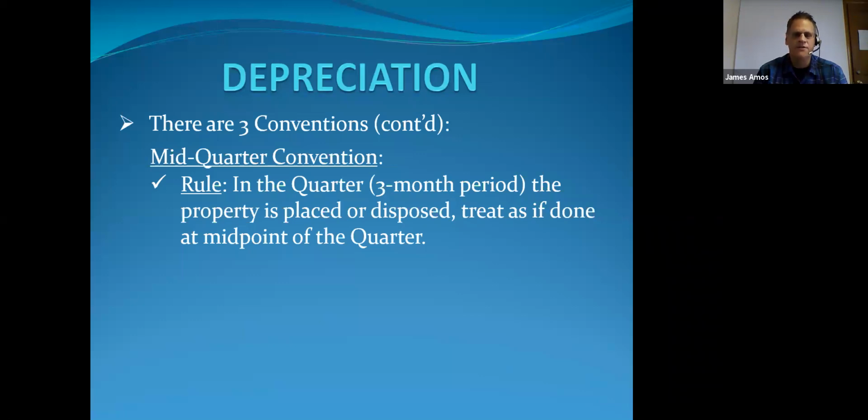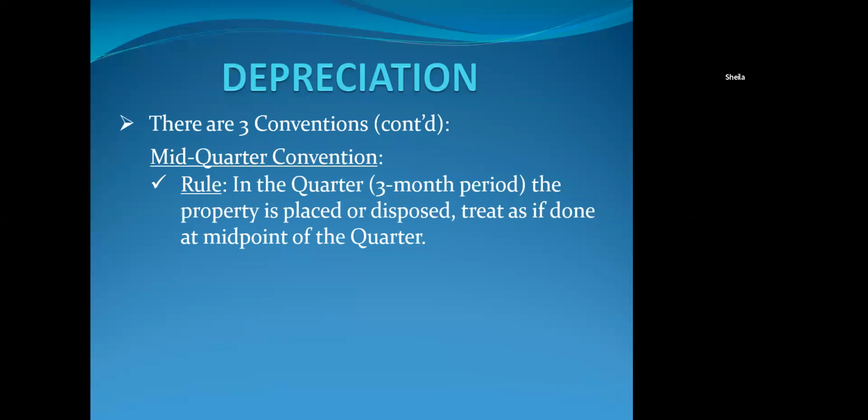That's exactly right. So in the quarter or the 3-month period that the property is placed in service or disposed of, treat it as if it was done at the midpoint of that quarter. So if we have a 3-month period, let's say January, February, and March, so the first quarter of the year, what's the midpoint of the first quarter? February 15th. That's right.